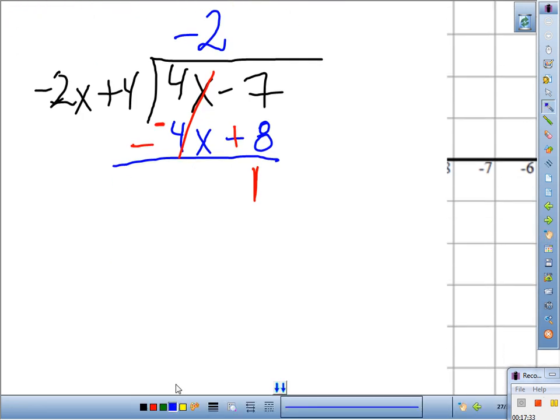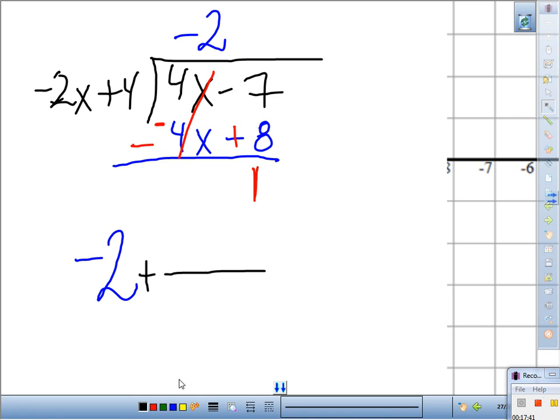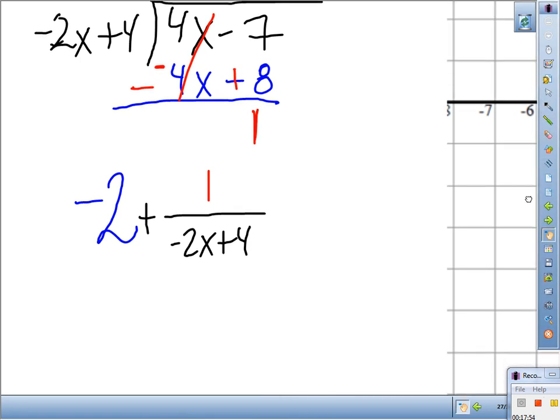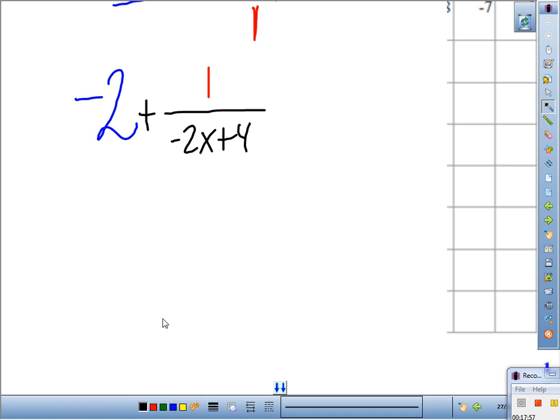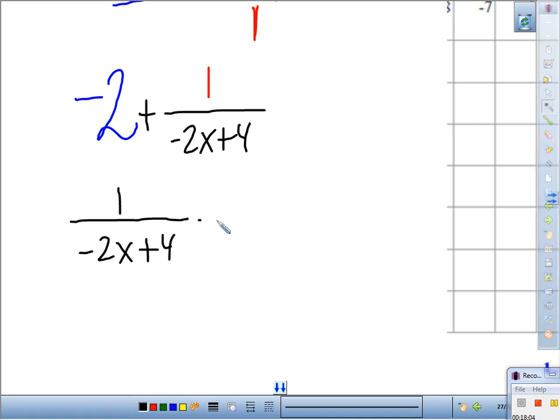So what's my whole number? My whole number is -2 plus my remainder. What's my remainder? 1 over -2x plus 4. Commutative property, can we move it around? Yeah, we end up with what? 1 over -2x plus 4, and then minus 2, and all that equal to g of x.